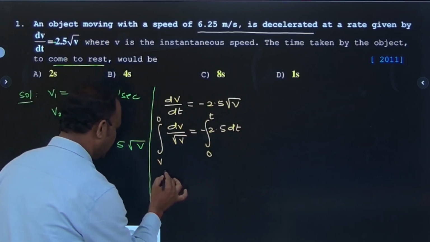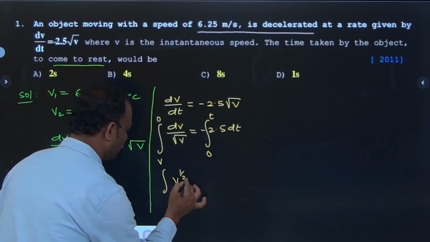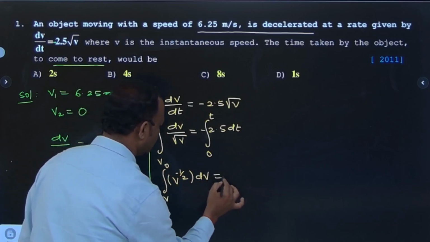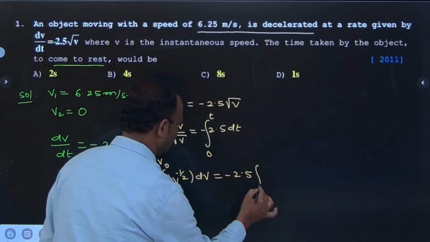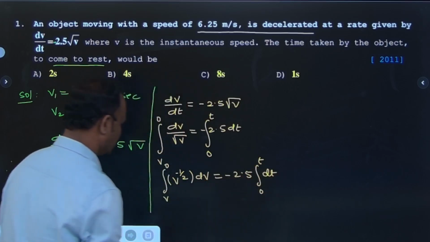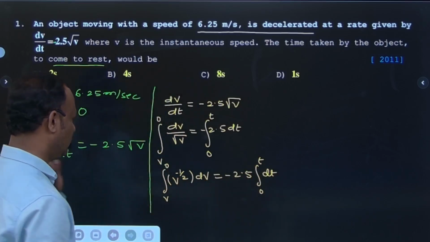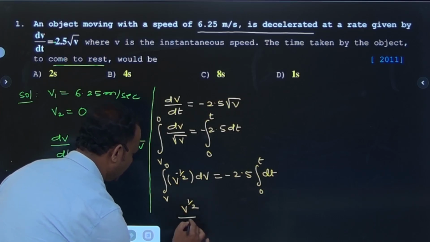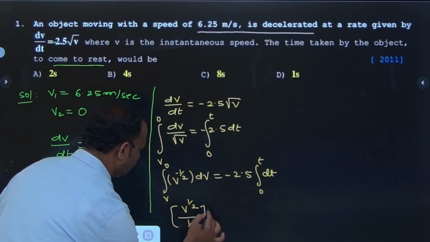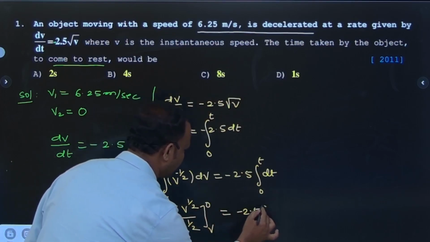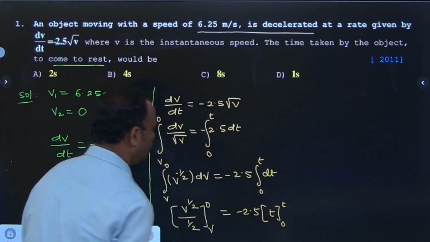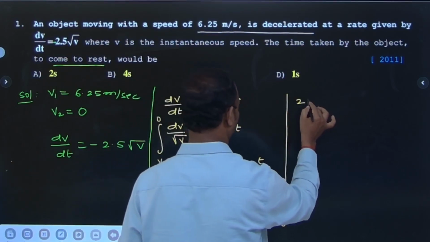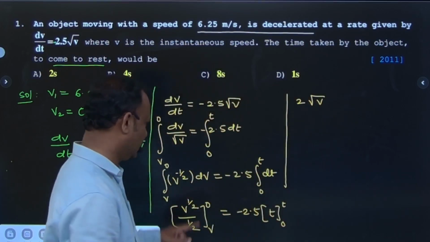Now the integration of dV over root V, that is V to the power of minus 1 by 2 dV, with limits from V to 0, is equal to minus 2.5 integration of dt, with limits from 0 to t. So V to the power of minus 1 by 2 plus 1 gives 1 by 2. So it becomes V to the power of 1 by 2 divided by 1 by 2, which is 2 root V.